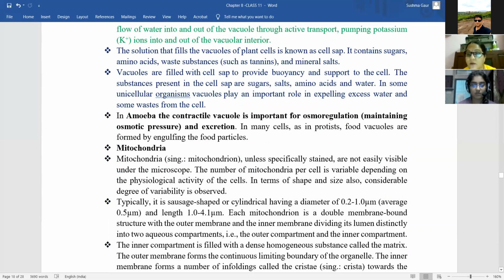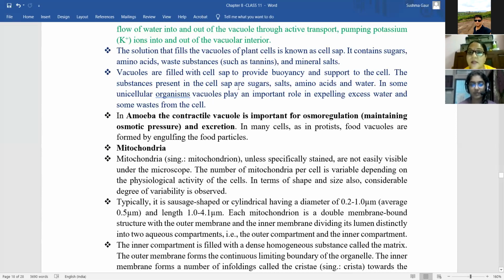So in the vacuole, sugars, amino acids, waste substances such as tannins, and mineral salts will be stored, and they are filled with the cell sap to provide buoyancy and support to the cell. So do you know what buoyancy means? Floating, something like floating. Yeah.